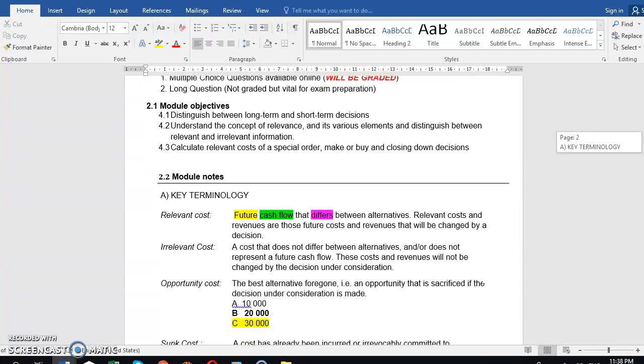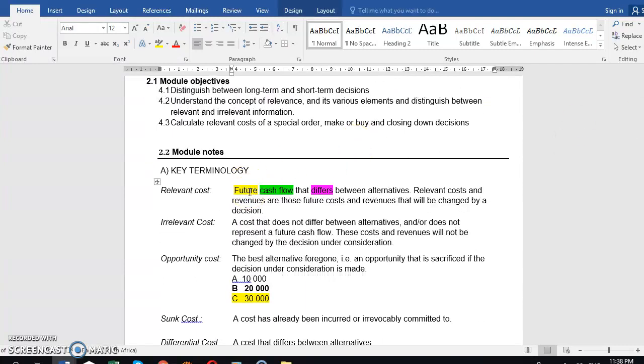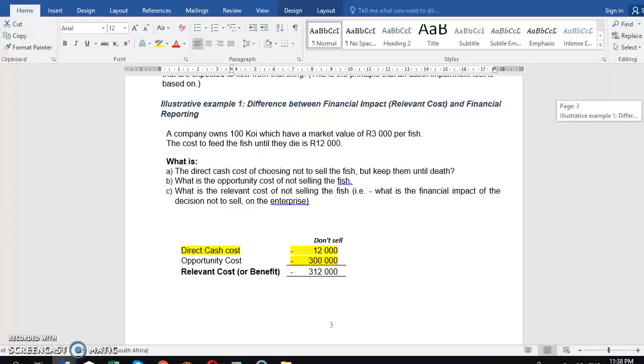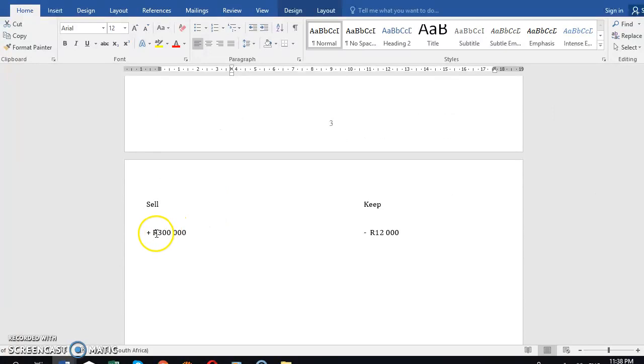Now remember, question C is essentially asking you for the relevant cost. Now the relevant cost, very important definition. It's the future. So in the future, if you keep, you have to feed and it costs you 12,000 Rand. Or you could sell and it's going to bring in 300,000. Okay, and that's all cash, because it's a cash outflow, negative, for feeding, and a positive inflow for selling. And it differs between the 2 alternatives. And clearly you can see that the 300,000 differs from the 12,000. And the word differ, mathematically we're going to minus, right?